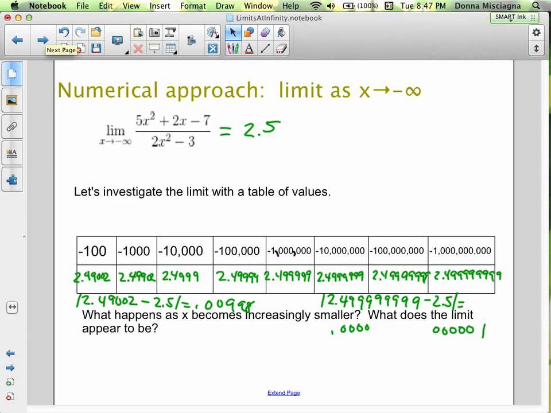However, you get the idea that as x was getting larger and larger, when we're looking at a limit as x approaches infinity, that difference is getting smaller and smaller and smaller. And if I have a math error here, we'll just go with it. But you get the idea that 0.000001 is much smaller than 0.00998.